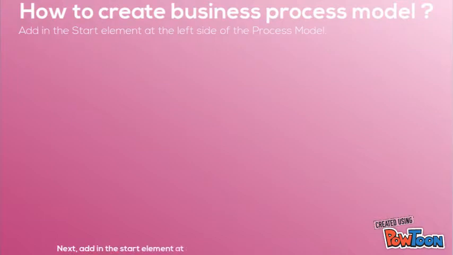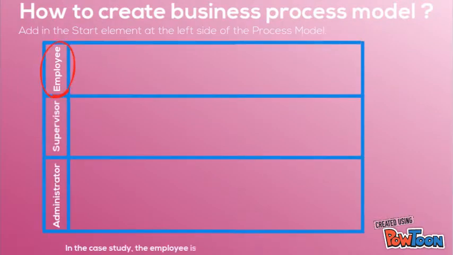Next, add in the start element at the left side of the process model. In the case study, the employee is the one initiating the process. Hence, we add a start element to the left of the employee's swim lane.